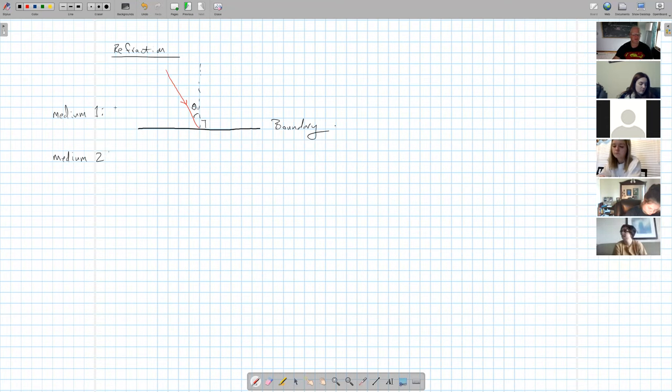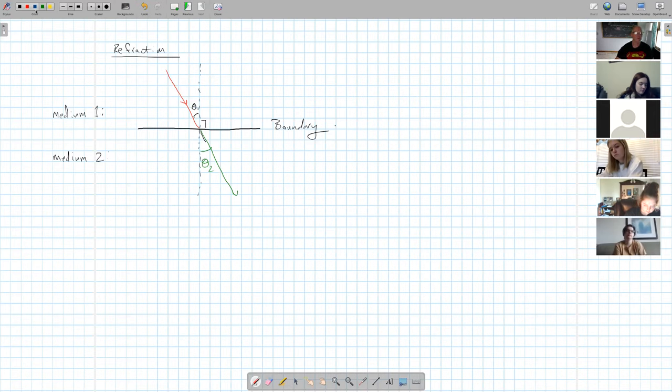So basically what's going to happen is dependent on how fast the wave is going to move inside of the secondary medium. So this is going to come off, let me use a different color, green, there we go. This is going to be refracted, moving at a different angle, theta two, okay?